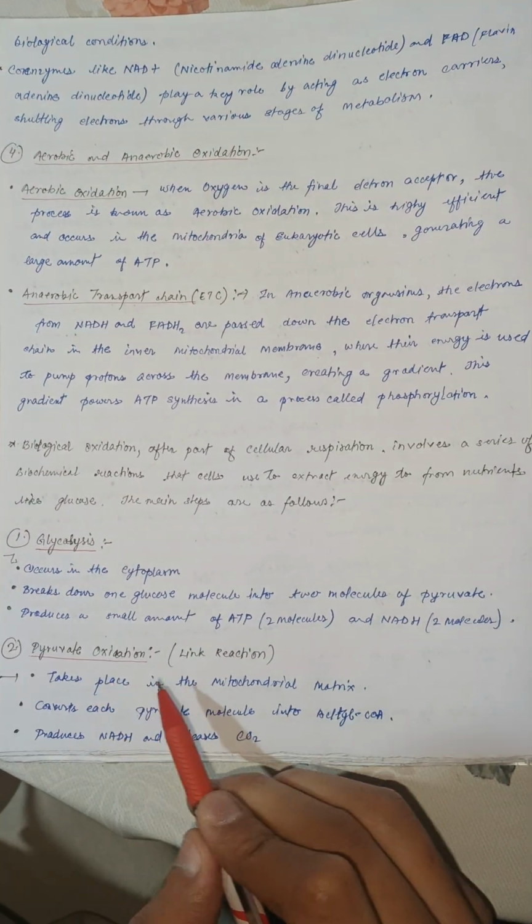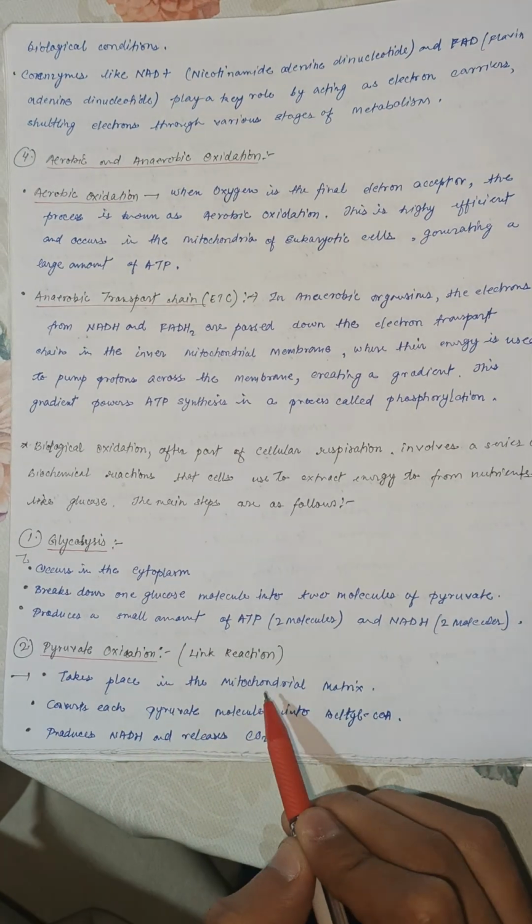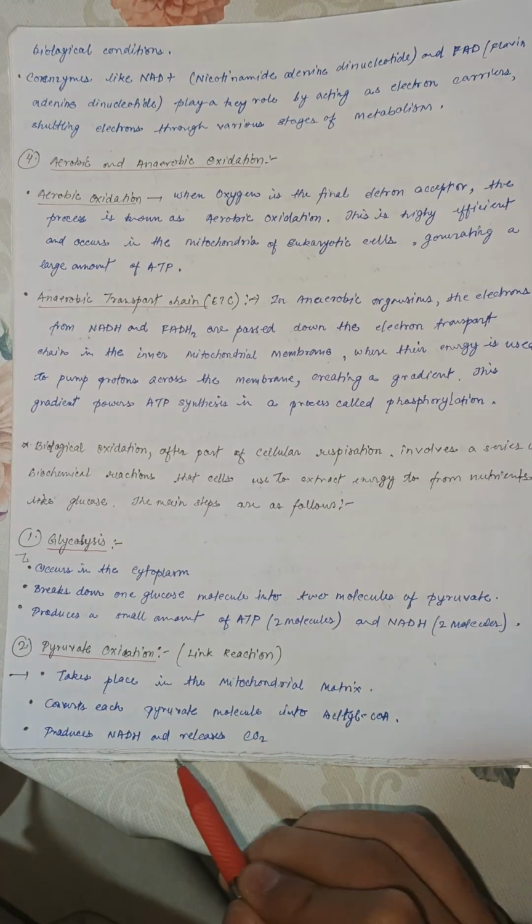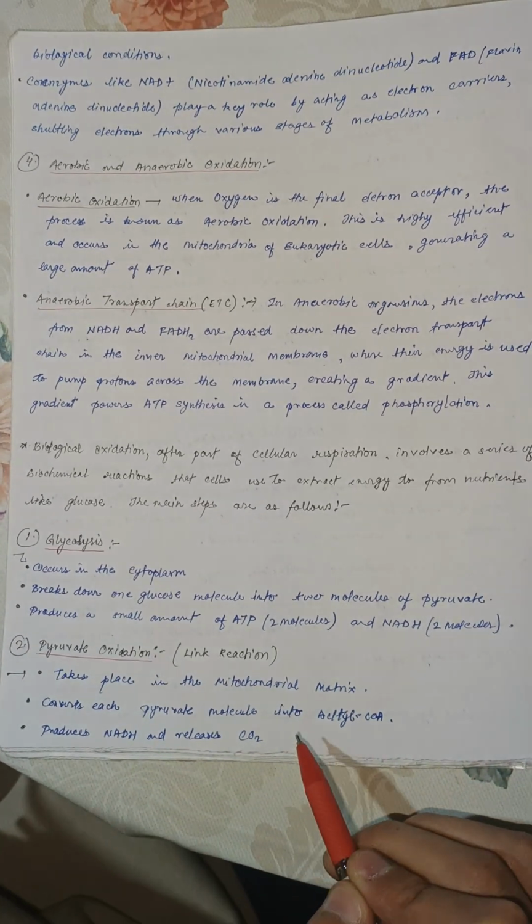Second one is pyruvate oxidation. It takes place in the mitochondrial matrix, converts each pyruvate molecule into acetyl coenzyme A, produces NADH and releases carbon dioxide.